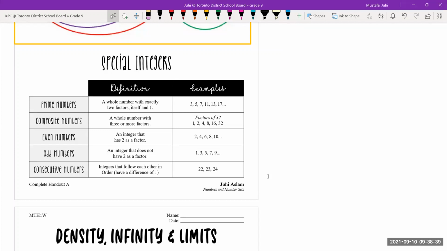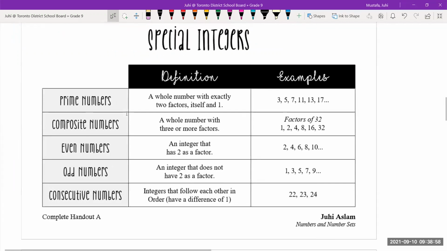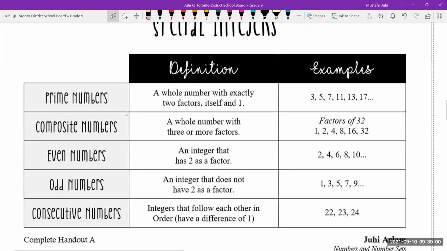Okay, we're going to move on to the very last part of this lesson, and it's called special integers. What are special integers? They're probably things you may have heard about before. They are prime numbers, composite numbers, even numbers, odd numbers, and consecutive numbers. So I'll start with the easiest one, the word that you probably all know, and it is even numbers.